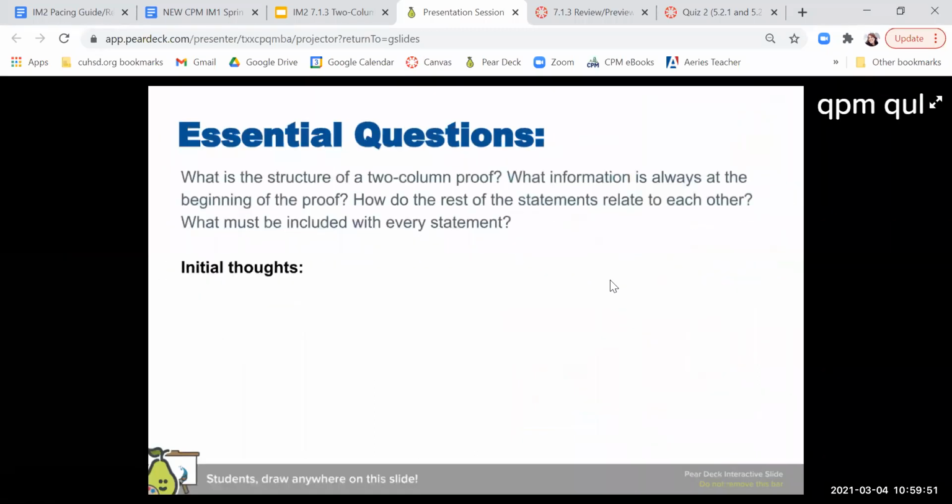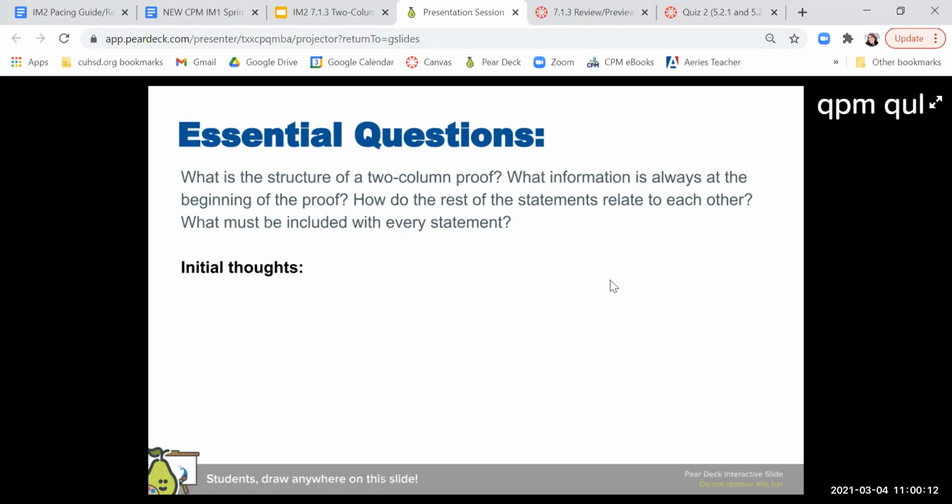Okay, so our essential questions really point us at the structure of a two-column proof more than what properties we are proving today, just because we already know the properties we're going to prove today. We've already worked with them before in our math classes. We're just going to prove that they're always true.